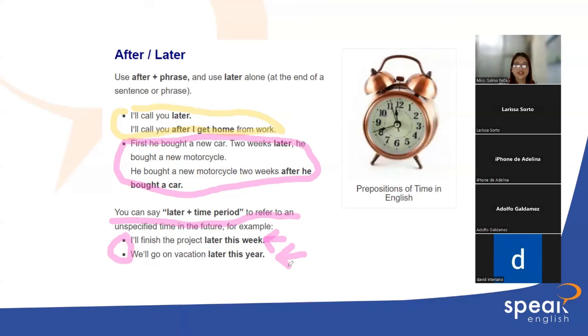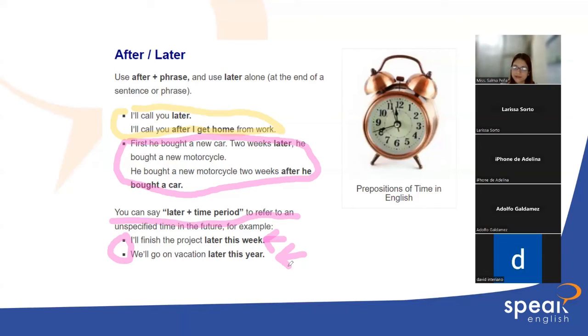Mm-hmm. Okay. If you say this week, that could be Monday, Tuesday, Wednesday. I don't know the day. Is that not specific on a specific time? I know that would be this week, but I'm not sure about which day. That is the purpose. Or if you say this year, we'll go on vacation later. This week, this year, okay, it's 2023, but it could be May, June, July, August, September, because I don't know the specific time. That is the difference.